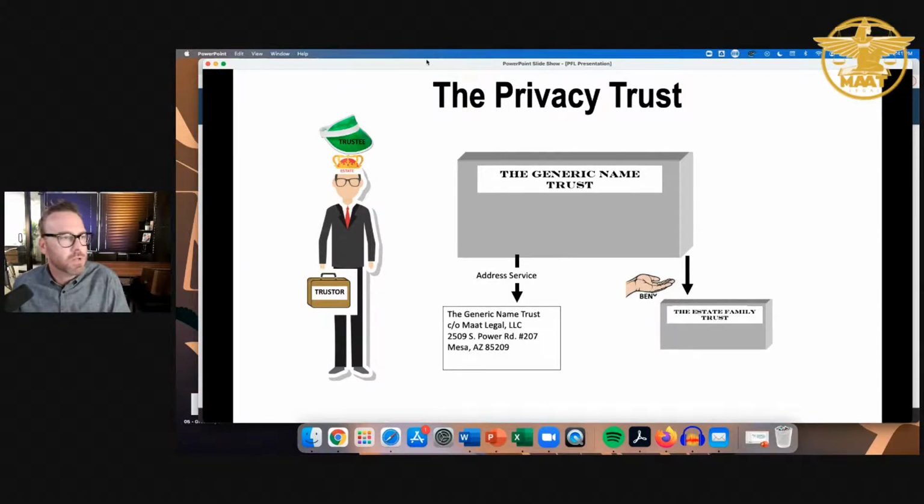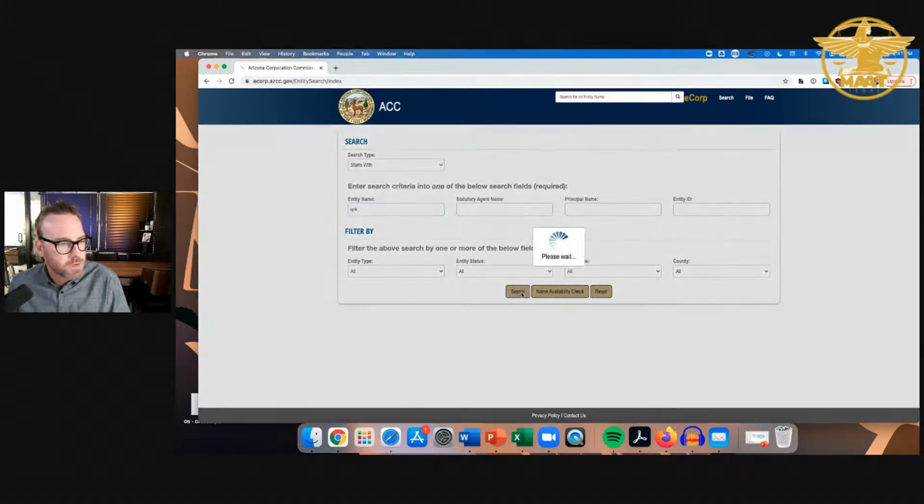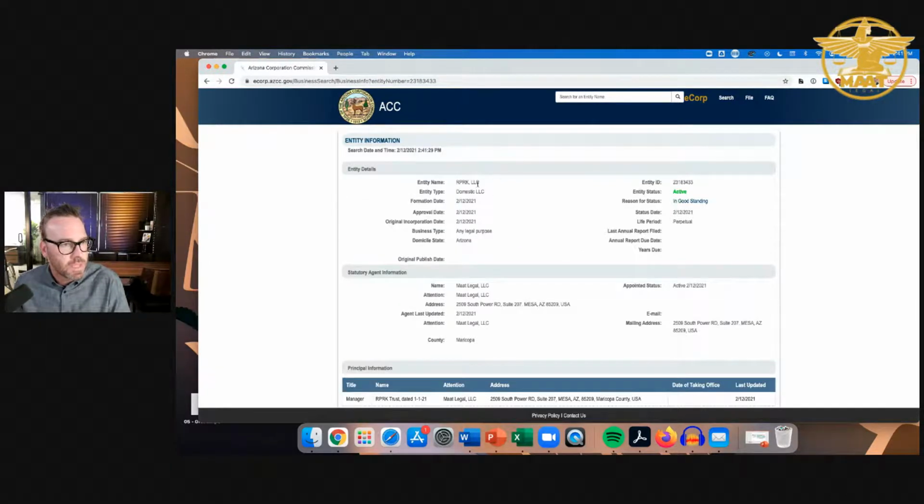And let me show you how it looks on the Corporation Commission. So here's one I just did this morning. So let's search, and here's what it looks like. So you see the entity name here, just a generic name, and agent name is Mott Legal. And then let's click on this, see what else we can find about this.